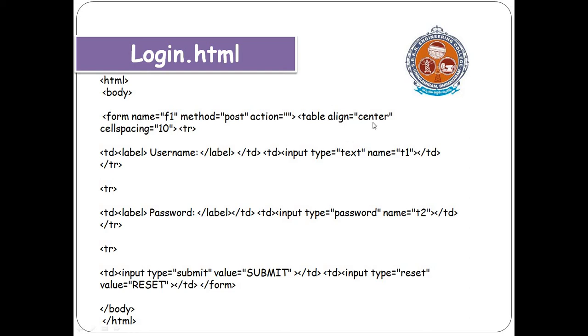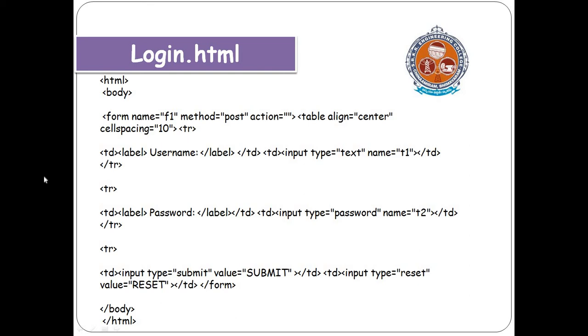Table align equals to center, cell spacing equals to 10. Okay, you have to create the table. In the table you have to create a TD. In that label you have to create the username. That means one label is created as username. Then the label is closed, that means the table data will be closed. Then open another TD, input type equals to text, name equals to T1. So you can give any user defined value. Then closing of TD. Then the first row will be closed.